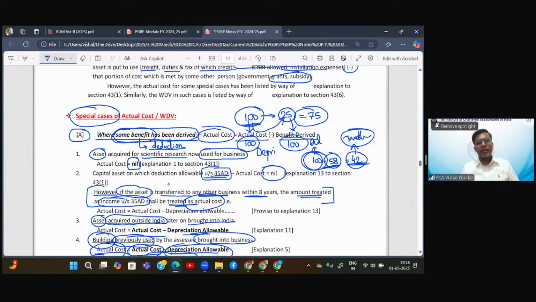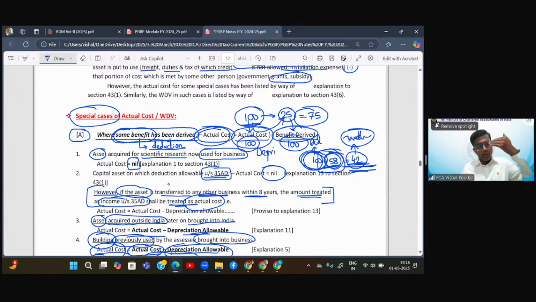It is very logical, simple logic. So I claimed 100 rupees as deduction in 35 AD. But now when I'm shifting the asset, 35 AD has taken back 42 rupees because they have made 42 taxable. So effectively, they gave me benefit of 58. Now when I bring this asset in this new business, same logic, actual cost will be cost minus benefit. So 100 minus 58, which is the actual benefit which I'm getting.